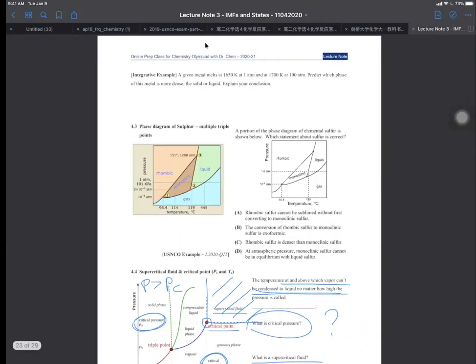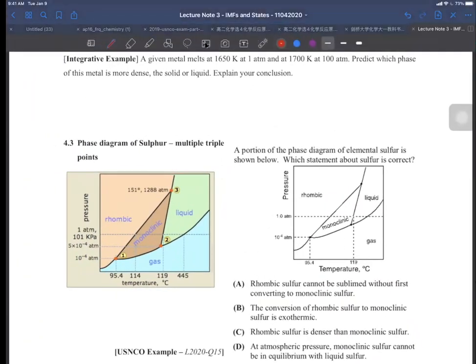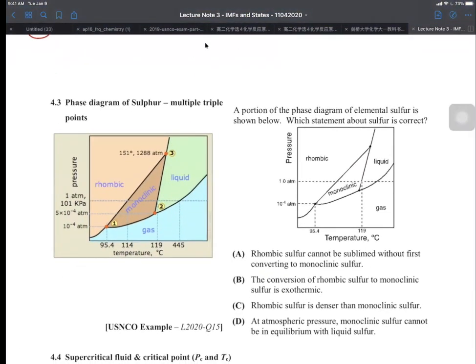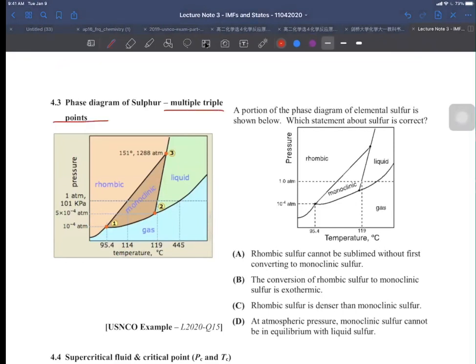And then finally, we'll leave the example question for you to try. Finally, let's have a look at the phase diagram with multiple triple points. This is sulfur. So you see gas, liquid, not surprising, but you see two different types of solids. One is called rhombic, another called monoclinic. So basically it means there are two types of sulfur solid, two different crystals. So you can see there will be two triple points.